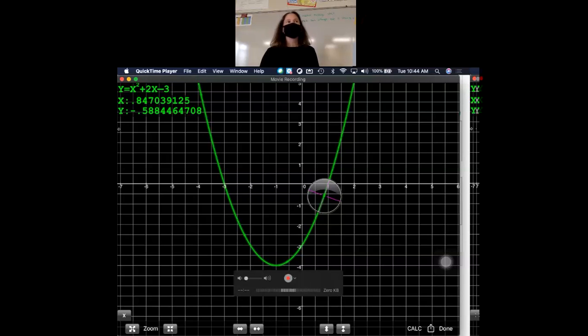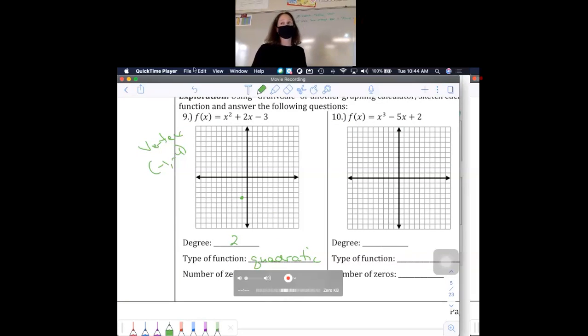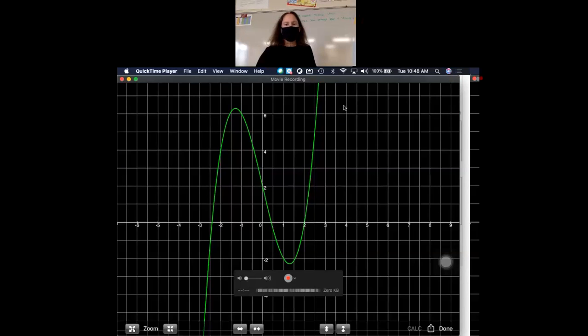As I'm coming around making sure everybody understands, if you have a question virtually, please ask, otherwise put it in the chat and somebody here will let me know what the question is. And then try the next equation. Try graphing number 10, x cubed minus 5x plus 2, because you haven't done anything like this before.